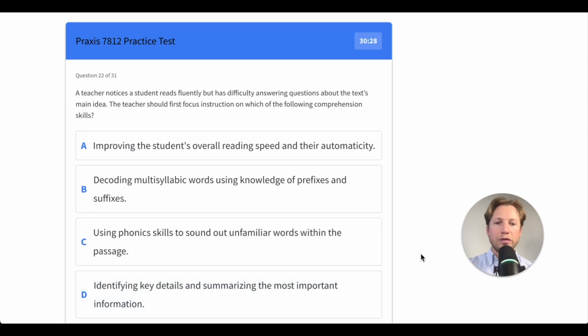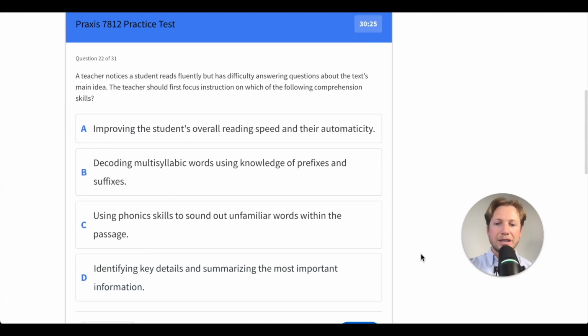And now moving on to question number 22. This one asks, a teacher notices a student reads fluently but has difficulty answering questions about the text's main idea. The teacher should first focus instruction on which of the following comprehension skills. Okay, so we've got a student here who reads fluently, but has a hard time with comprehension or recalling that which they read once they are finished reading it. So read your answer options below that you see on the screen right now, and then we'll pick the best one out together.